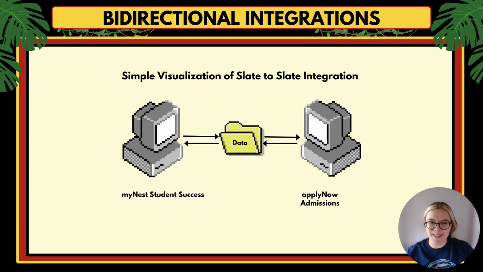So, what is a bidirectional integration for anyone unfamiliar? Simply put, it's an integration where two systems send and receive data from one another. In this case, our student success instance, MyNest, and our admissions instance, Apply Now, communicate directly. Data flows both directions, allowing each system to stay aligned and up to date without constant manual updates and interventions.